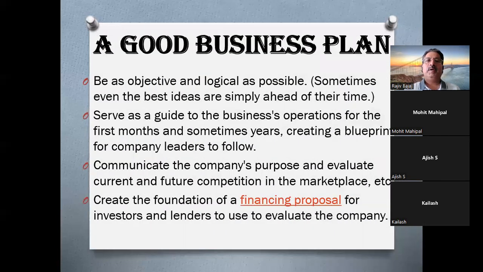Now, what should a good business plan look like? One, be as objective and logical as possible. You need to not be away from the logic. You need to be very clear about what you want to achieve, and you make a plan according to that particular objective, and it serves as a guide to business operations for the first months and sometimes years, creating a blueprint for company leaders to follow.